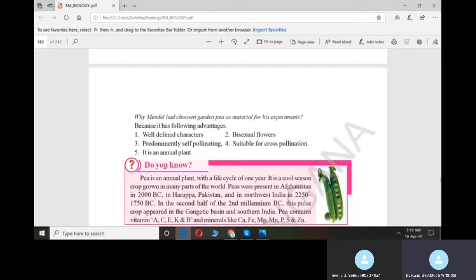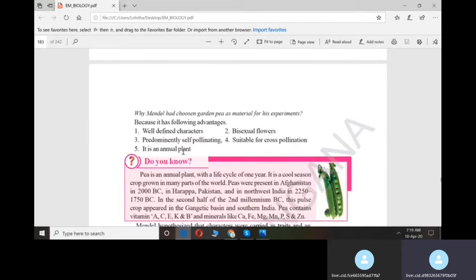It is an annual plant. This is the most important point. Annual plant means within 1 year we can pass from one generation to the next generation. Every year we have a new generation, and that is very easy to identify. He took 7 years, meaning he took many generations, from one plant to another plant.